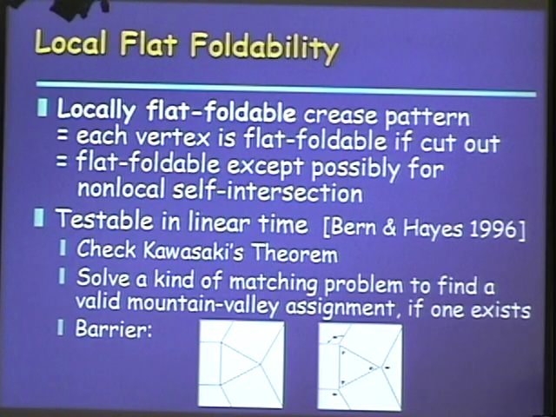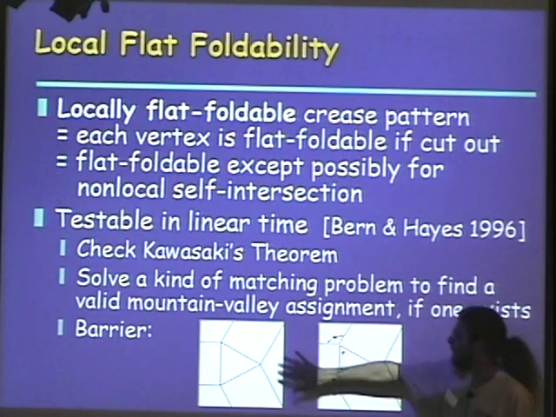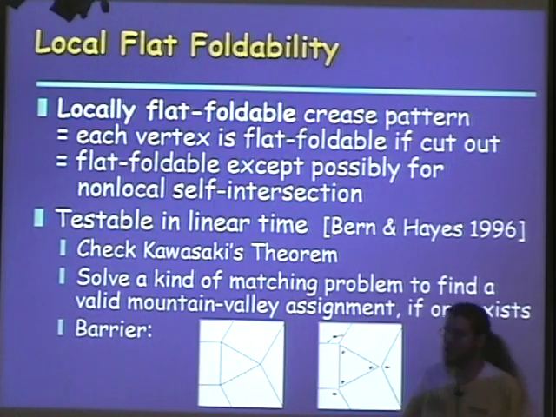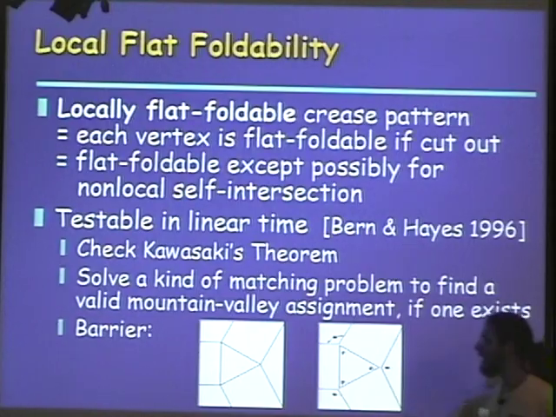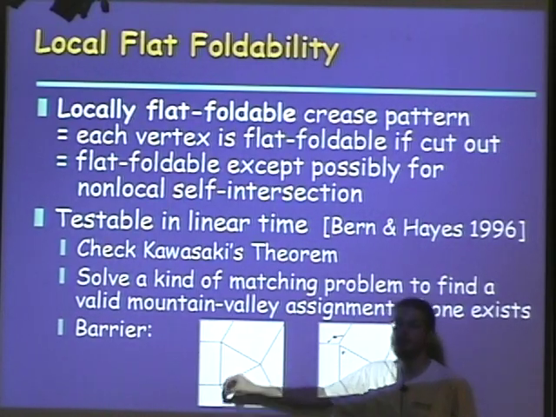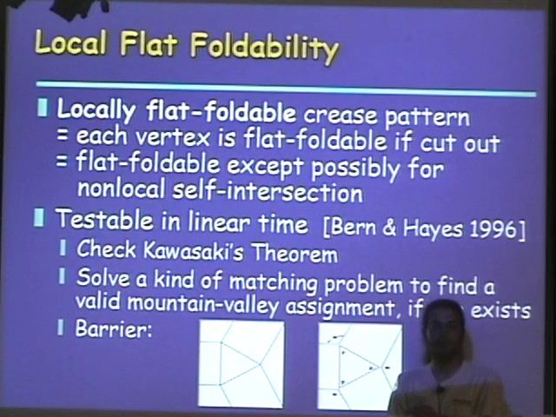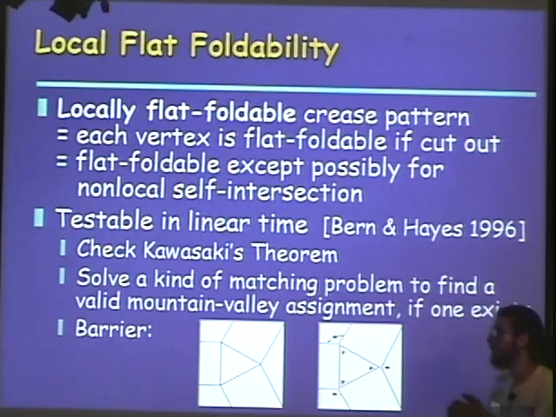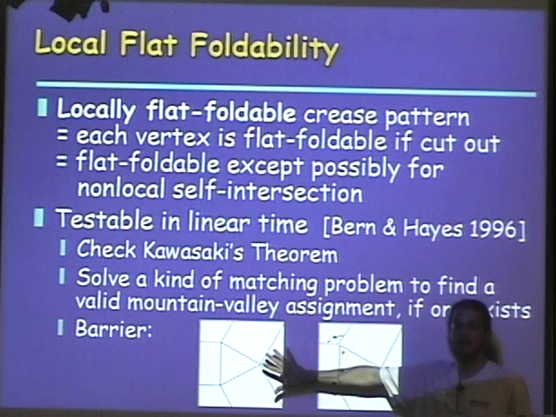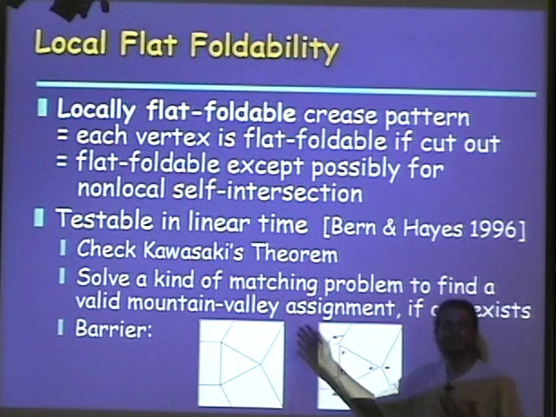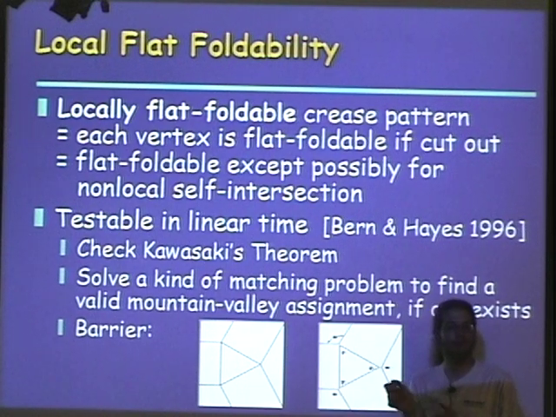So there's a related notion to having one vertex foldable, which is locally flat foldable. Suppose I give you a big graph like this one. It's not a very big graph, but now I cut out each of these vertices locally and see whether each vertex can be folded. That's local flat foldability. Certainly, if you're not told where the mountains and valleys are, it should be easy. You just check Kawasaki's theorem.